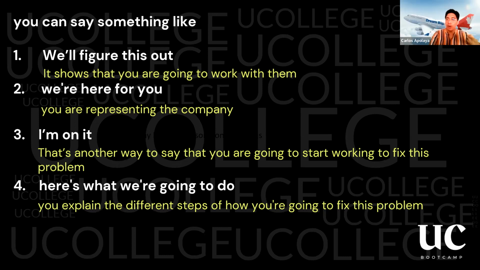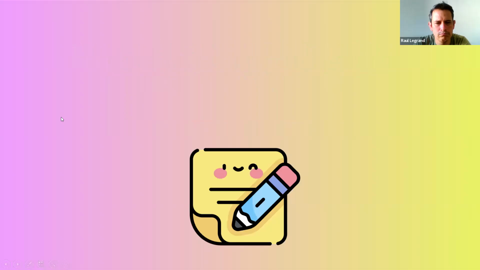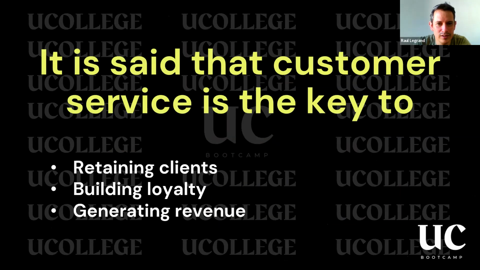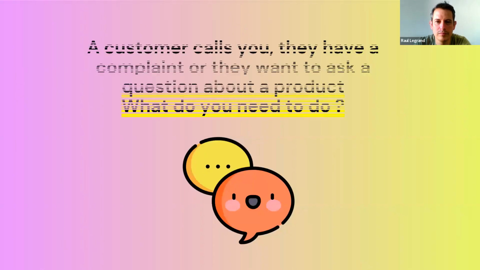Number 3, building loyalty. What else? Do you remember that part? Building loyalty, retaining clients and generating revenue. Because if you have more clients, you have more money. This is loyalty. What else?